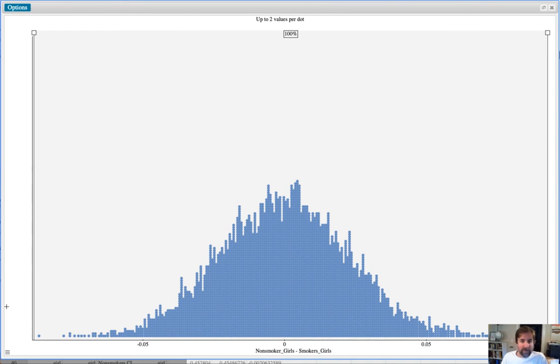So this means there's a p-value of 0, which means if our null hypothesis is true, and there's no difference between smokers and non-smokers, then there's a 0% chance of getting our observed statistic. So our observed statistic is strong evidence against the null hypothesis. And we can conclude that there is a difference between the percent of girls had by smokers and non-smokers.